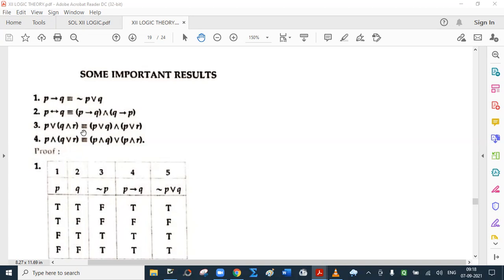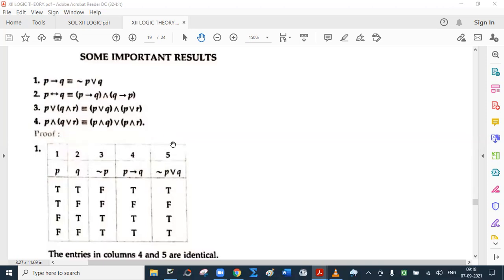Then P or (Q and R). This is the distributive law. So I can say that disjunction distributes over conjunction. So it is (P or Q) and (P or R). Now this is the dual. Interchange the symbols for conjunction and disjunction. So conjunction distributes over disjunction. So it is (P and Q) or (P and R).